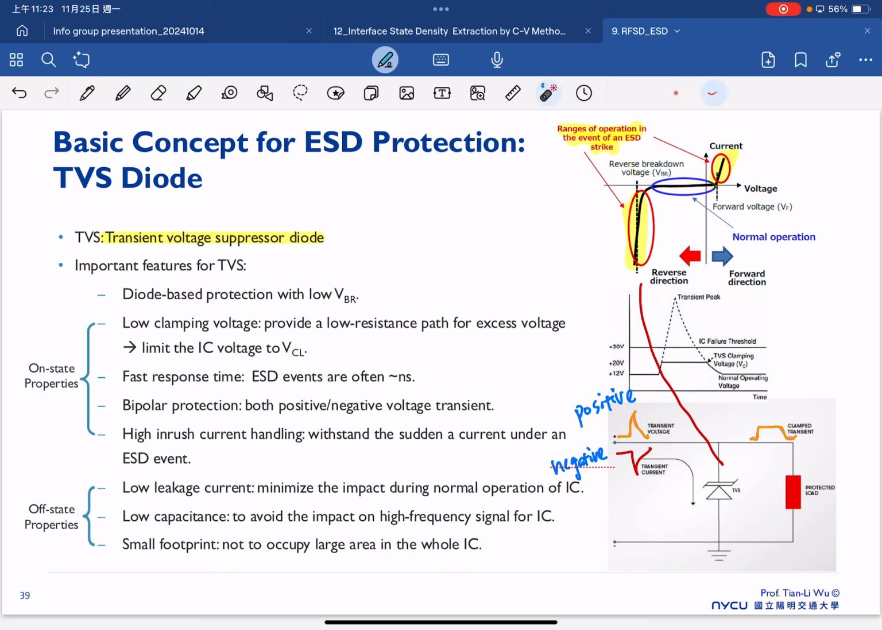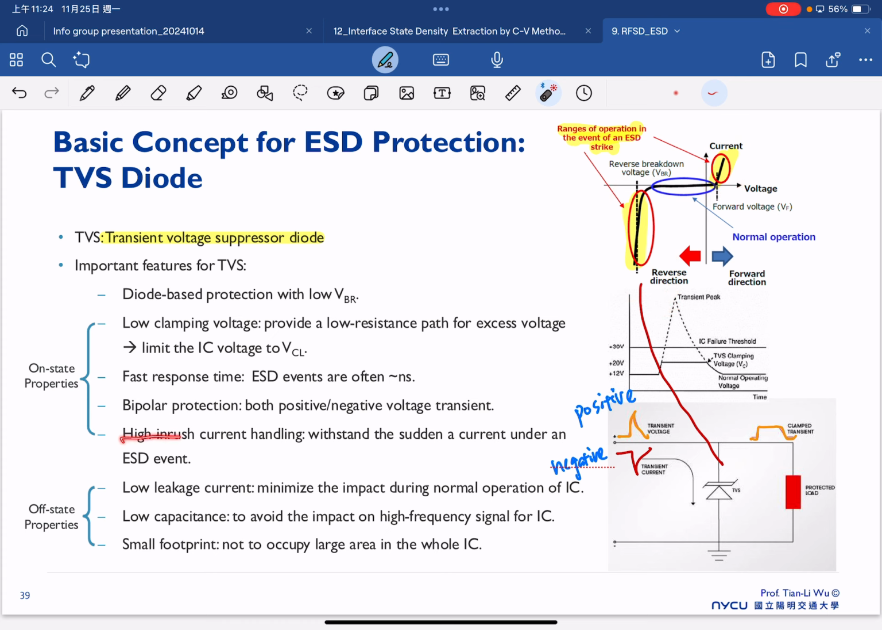The important features of a TVS are, first, it's a diode-based protection with a low breakdown voltage, and we have a low clamping voltage, and that provides a low resistance path. Also, it has a fast response time, usually in the range of several nanoseconds. And we have bipolar protection, so we can provide protection for both positive and negative. Either this region can be operated, or this region can be operated. So we call this bipolar protection.